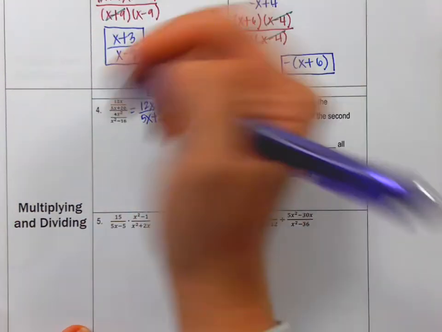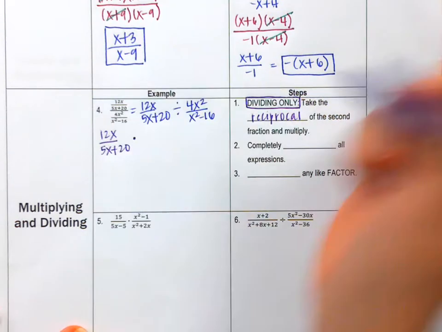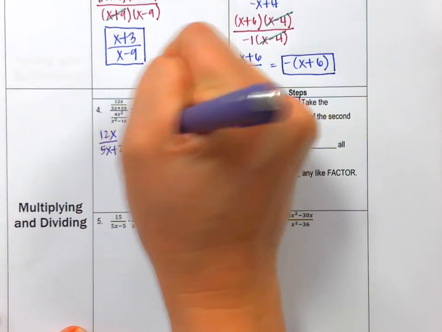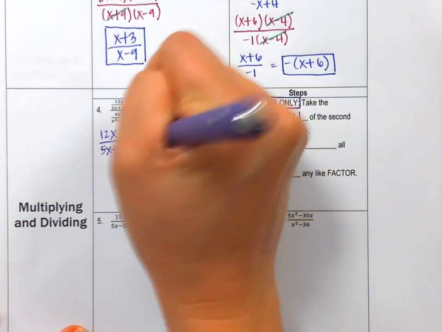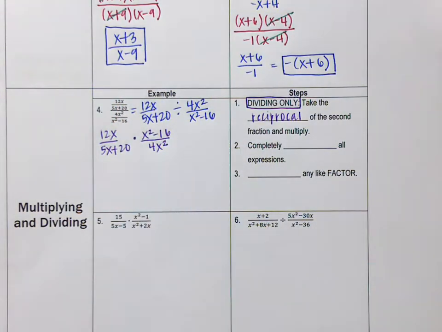So that means my first one's going to stay exactly the same. But now I'm going to multiply the reciprocal. X squared minus 16 over 4x squared. So now I've done my first step. Now I can move on to step 2. Step 2 is exactly the same as step 1.